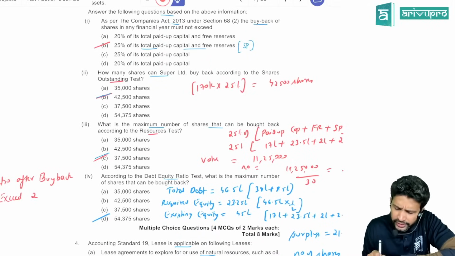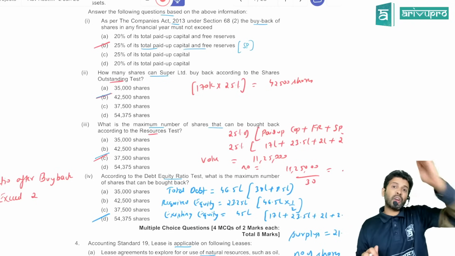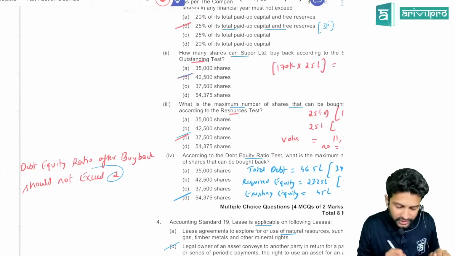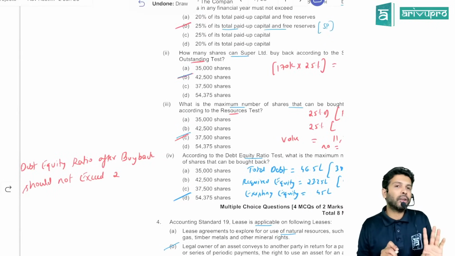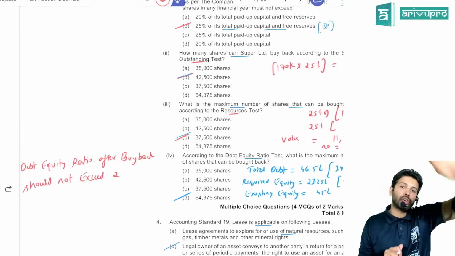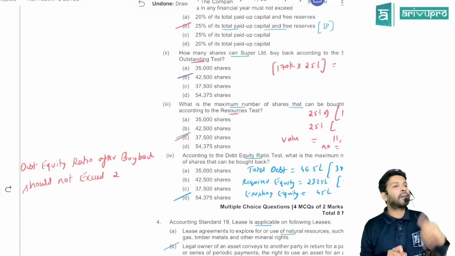Last test is the debt equity test. What does this debt equity test say, sir? The debt equity ratio post buyback, meaning after buyback, should not exceed 2. Maximum debt you can have is, for 1 rupee of equity, 2. It should not exceed that. But this debt equity ratio should be calculated after buyback.